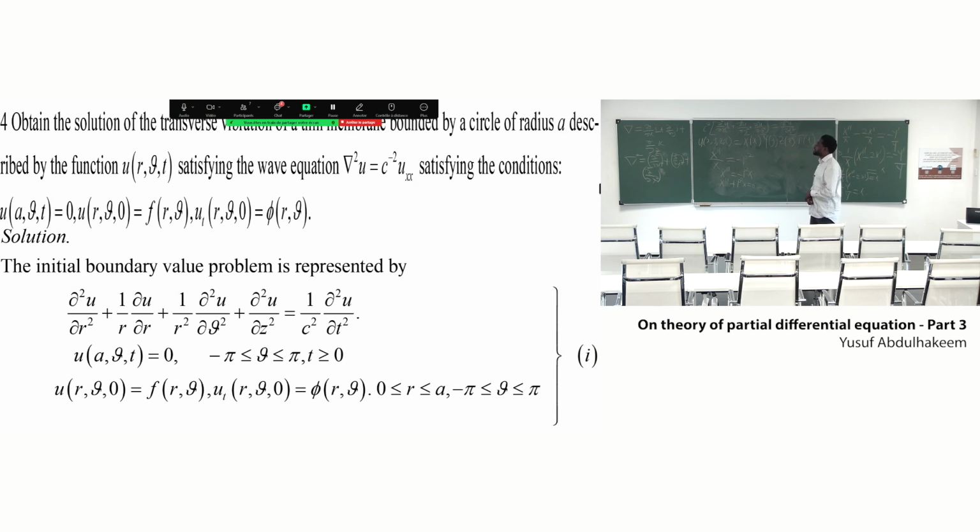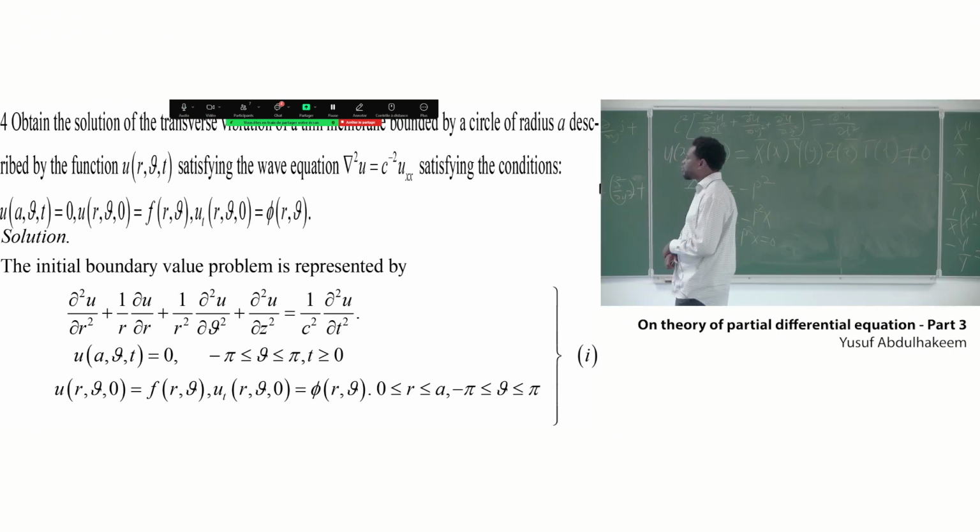This says that obtain the solution of the transverse equation, which is bounded by a circle of radius a, described by the function u of r, theta, t, satisfying the wave equation, satisfying the conditions: u of a, theta, t equals 0, u of r, theta, 0 is equal to f of r, theta, and then u t of r, theta is equal to phi of r, theta.